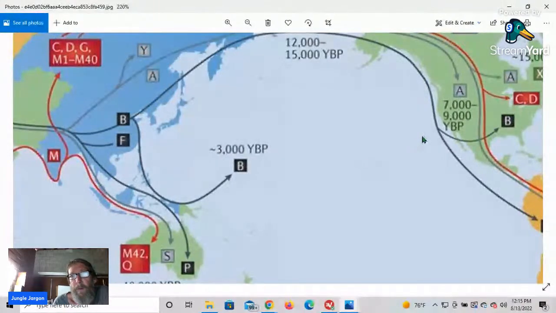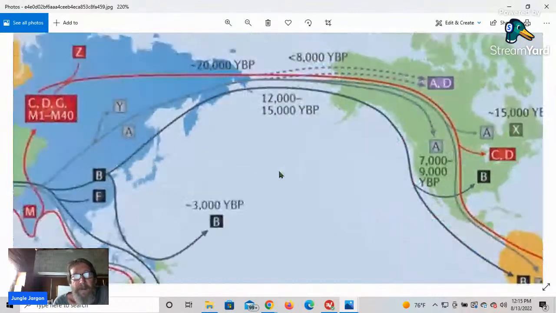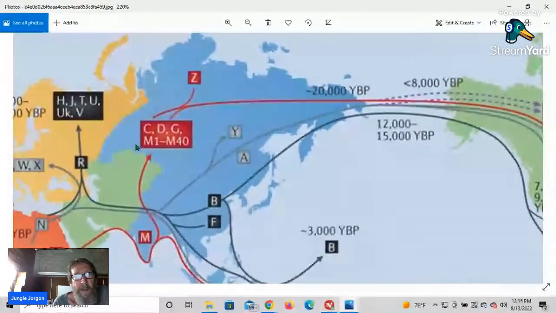But when they went to put letter names on the lineages in America, I guess they started with America for some reason, and they just named it A, B, C, and D. The C and D is the Japhetic lineage, which is the mitochondrial lineage that is lacking in the world, because probably Japheth didn't have as many daughters as he had sons.